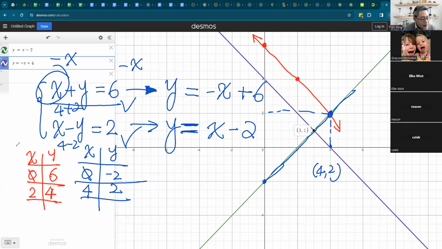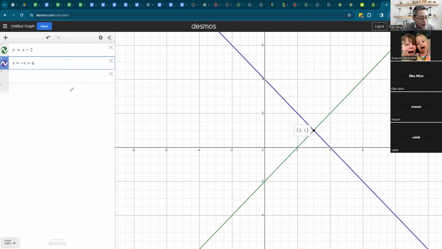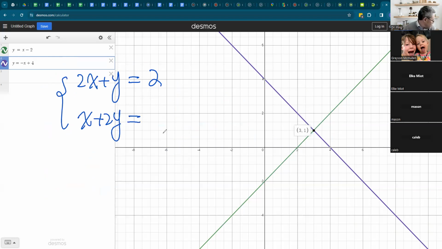All right, let's do one more together. We got 2x plus y equals to 2. Then x plus 2y equals to 4. So when we translate to the slope into that form, what would that be? You just type on the chat, okay? So it'll be y equal to what? And here, y equal to what?